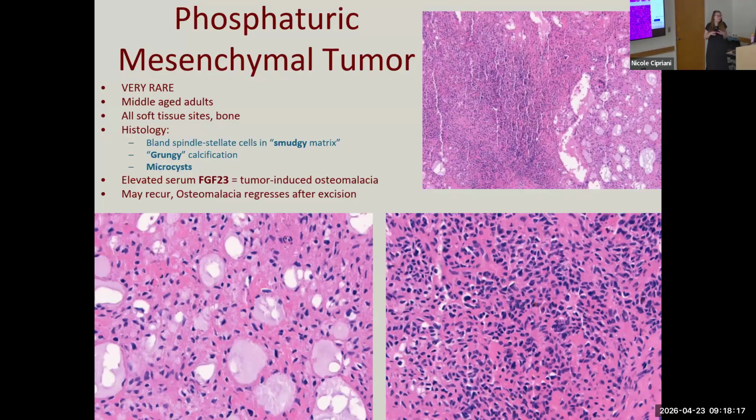You can note this because of the matrix. The cells are nondescript, kind of spindly, plump things in this fibrous stroma. However, when you start to see this weird, sometimes people call it grungy or calcific or microcystic smudgy stroma, think about a phosphaturic mesenchymal tumor. It can be in soft tissue, it can be in bone, in the head and neck and the extremities and the trunk, anywhere.